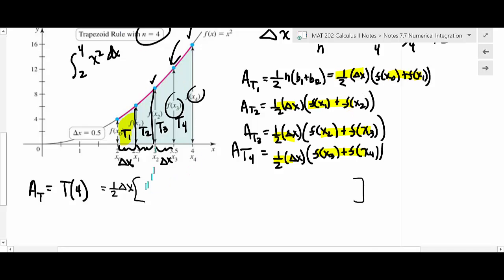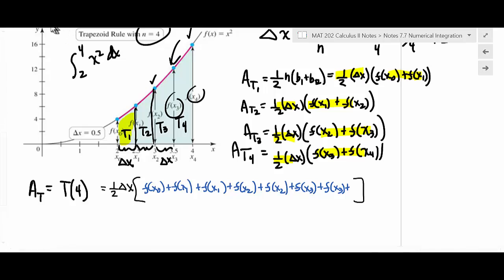So what I'm going to have here is f of x naught plus f of x1 plus f of x1 plus f of x2 plus f of x2 plus f of x3 plus f of x3 plus f of x4.